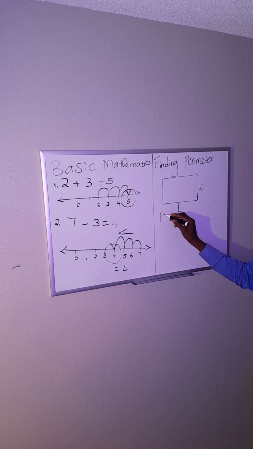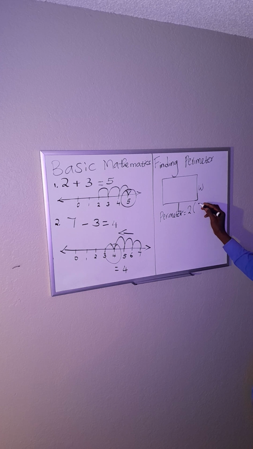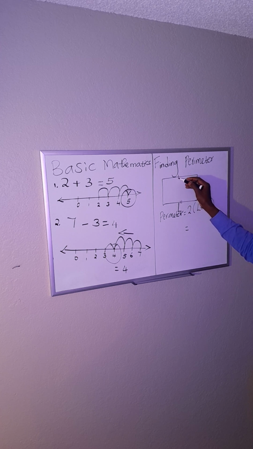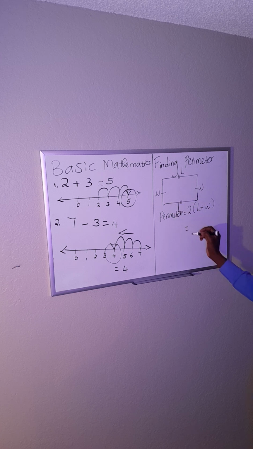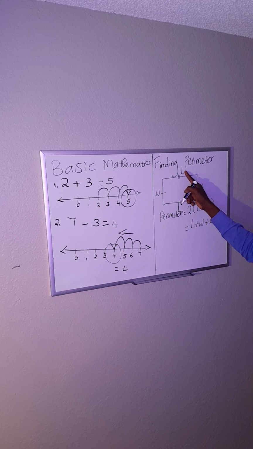To find the perimeter, the formula is: perimeter is equal to twice the sum of length plus width. If you add this length plus this width, you multiply times 2, you get the entire perimeter. Or you can as well say, since this is length, it is equal to this length also. Since this is width, it is equal to this width also. Then you can say perimeter is equal to length plus width plus length again plus width. So you add this measurement plus this measurement plus this measurement plus this measurement.